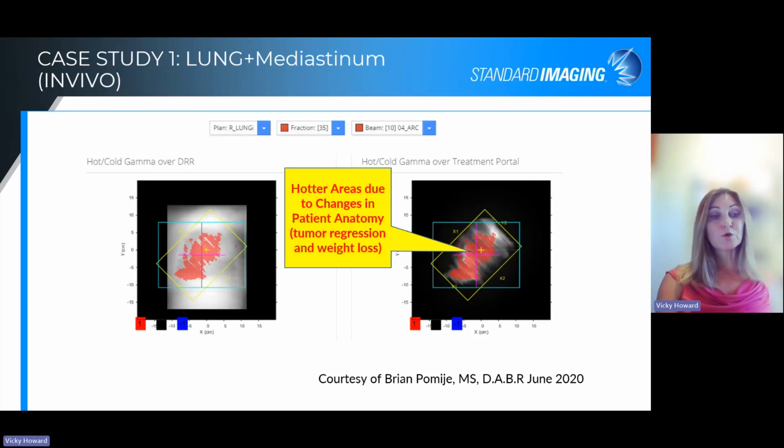Here's a closer view of what the individual field gamma results look like in terms of display. We have hot, cold gamma that can be displayed over the DRR, and then we have a hot, cold gamma over your treatment portal as well. As you can see here, there's hotter areas due to changes in patient anatomy, which is very likely due to a combination of all three of the things we saw: tumor regression, fluid was gone, and weight loss. Those three would have an additive effect on the dosimetry.